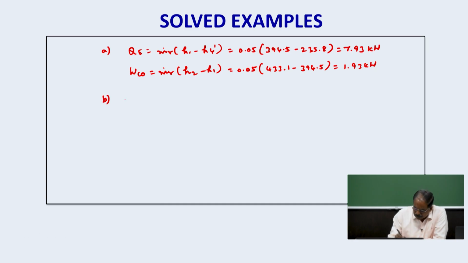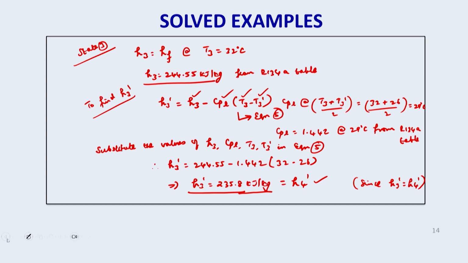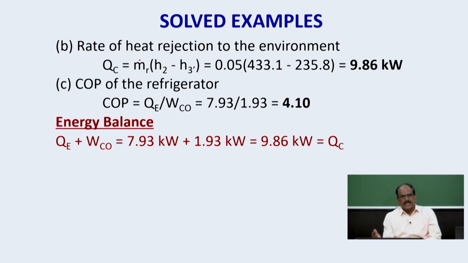Second part of the question is condenser heat load. How much heat is rejected to the environment? That is equal to m dot r into H2 minus H3 dash. Without subcooling, the formula for condenser heat load is H2 minus H3. But when subcooling is there, we need to take the subcooled state 3 dash. That is H2 minus H3 dash.